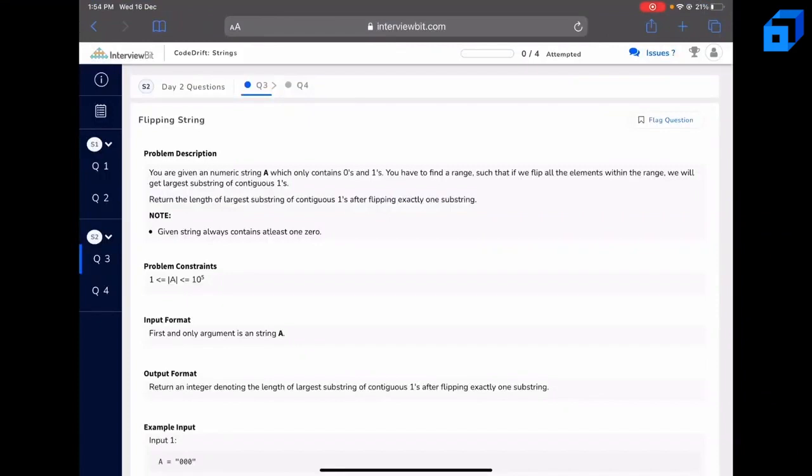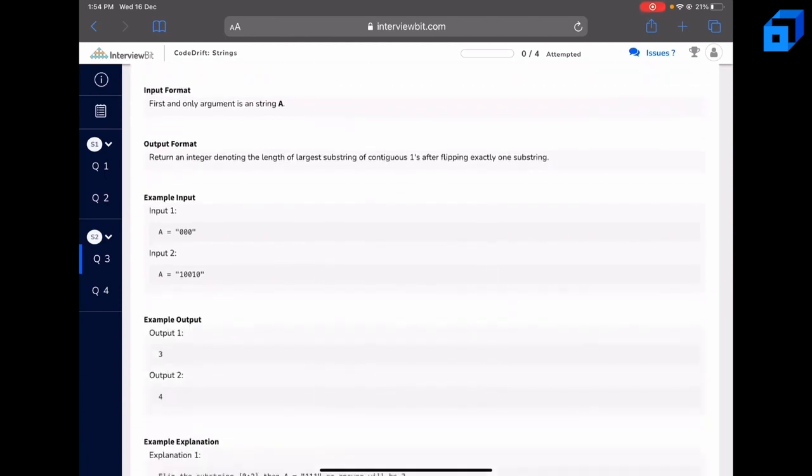In this video, I will describe the easy problem and the hard problem of strings. So let's look at the easy problem, flipping string. You are given a numeric string A which consists only of zeros and ones. You have to find a range such that if we flip all the elements within the range, we get the largest substring of contiguous ones. Return the length of the largest substring of contiguous ones after flipping exactly one substring. Note that given string always contains at least one zero. Now the length of A is of the order 10 to the power 5.